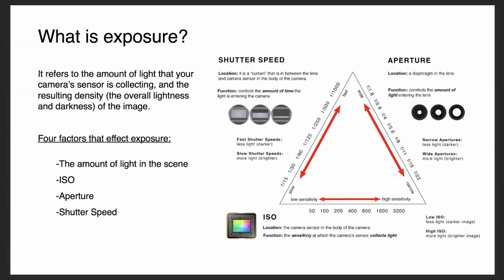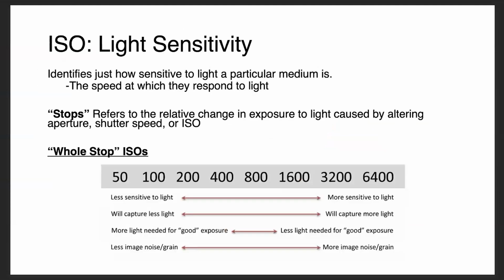The reason why I am isolating ISO right now is because the rest of our exposure triangle components are depending upon the ISO we set within our cameras. We're talking about the sensitivity to light, how fast or the rate, both of those are interchangeable words, at which your camera sensor is responding to the light.